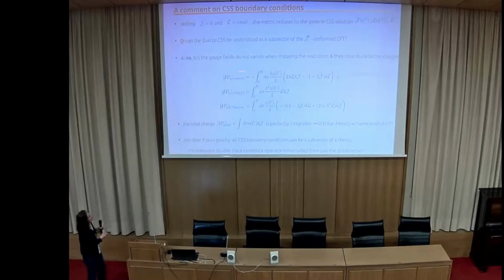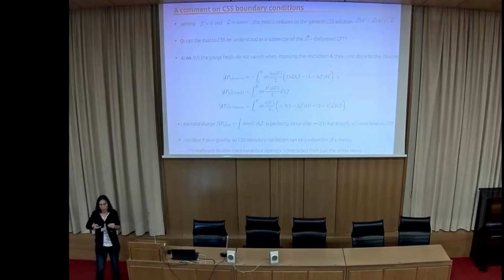Yeah. So what CSS see is just this piece, and this is why they have to fix L bar and get some state-dependent level and so on. Our charges are the sum of all of these, which are trivially integrable. So we find a state-independent Kac-Moody level, and everything works nicely. One can try to give an interpretation to this. My personal interpretation is that maybe this CSS boundary condition is just not a correct toy model.